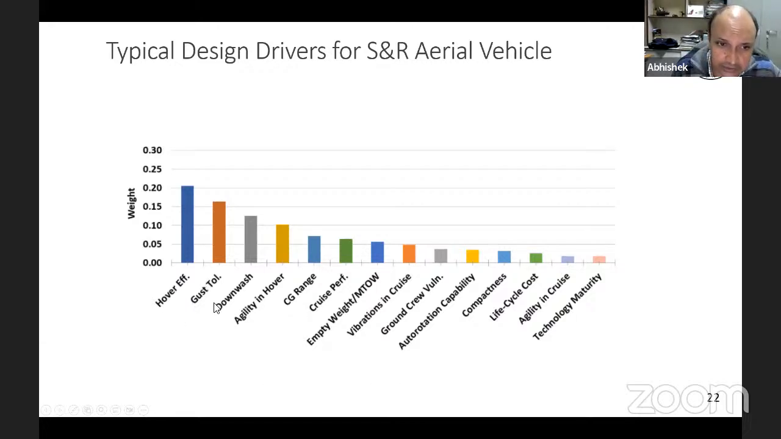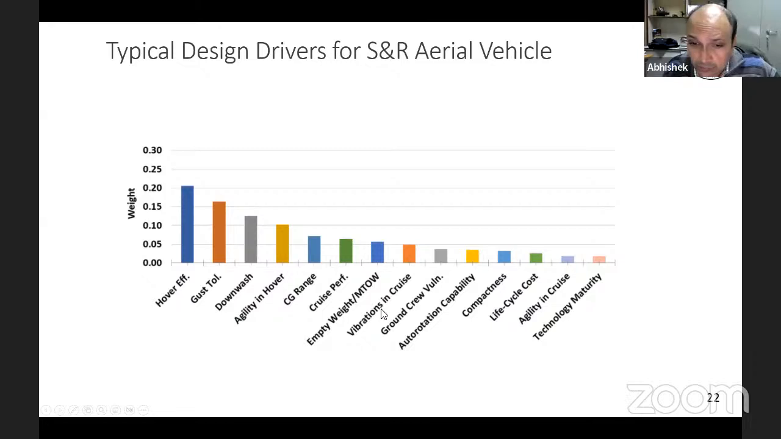So hovering efficiency, ability to tolerate gust, what kind of downwash it generates from where it takes off and lands. But it is search and rescue, not an air ambulance, note that. How agile it is in hover, how much CG travel it allows, performance in cruise, ratio of empty weight to the maximum takeoff weight. So it's like empty weight fraction.